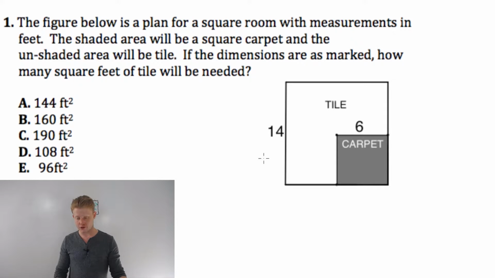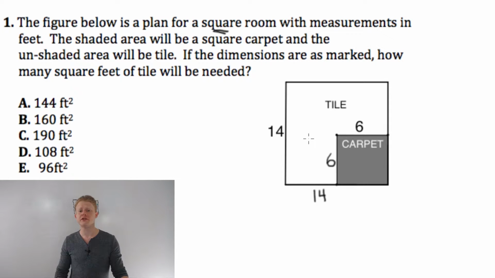Okay, plan is for a square room. So this is the whole room, right? Go ahead and mark that side down so that I know my dimensions. Shaded areas, carpet, that's also square, so this is going to be another 6. Okay. If the dimensions are as marked, how many square feet of tile will be needed?